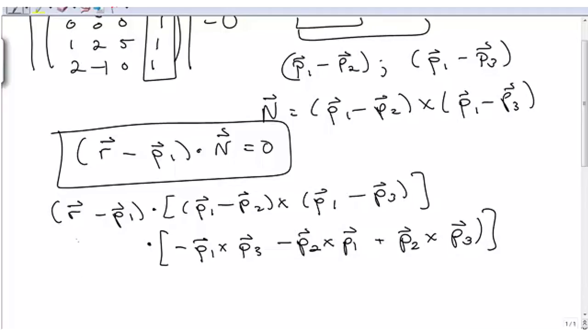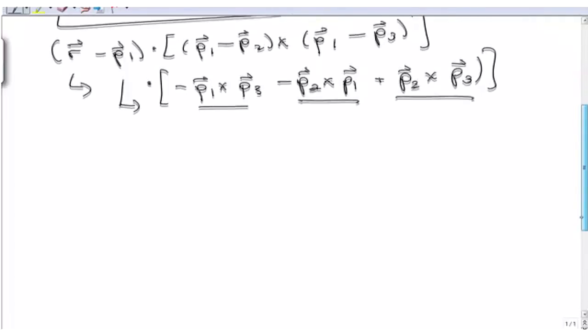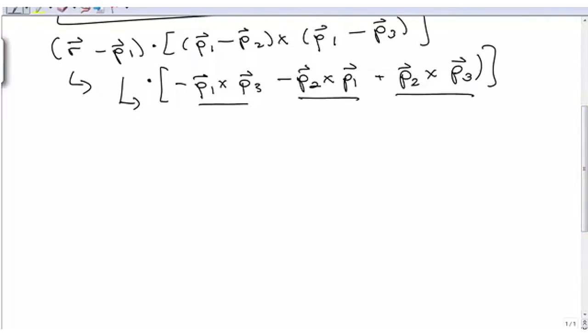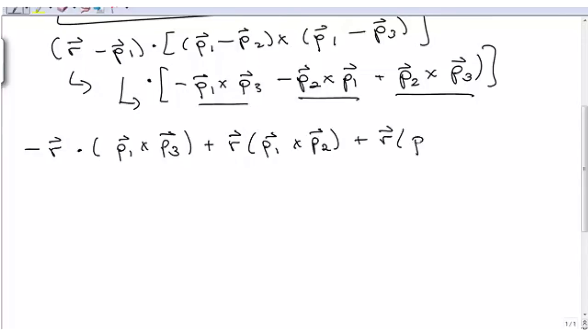Now, when we do the dot product, R is going to be okay with all of those, but P1 is only going to survive when you do P1 dot P2 cross P3, because P1 is by definition orthogonal to those two terms. So this dot product results in 4 terms. There's a minus R dot P1 cross P3. There's a plus R dot P1 cross P2. There's a plus R dot P2 cross P3. And there's a minus P1 dot P2 cross P3. And this whole thing is 0.